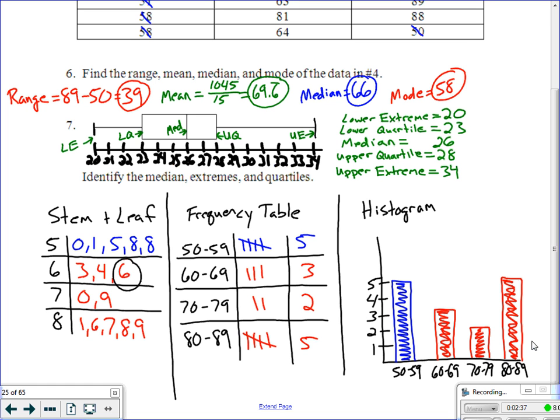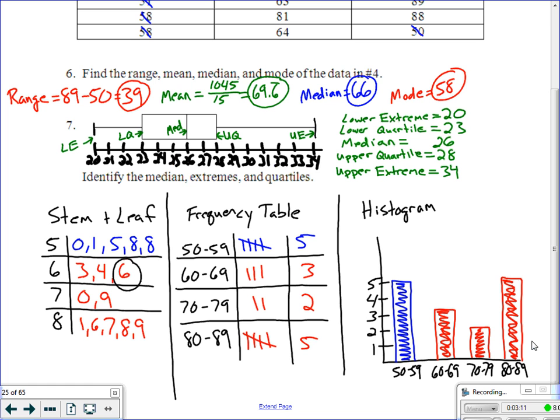Median, that's your middle number. Again, your stem and leaf will help you with that. There's 15 pieces of data. So you'll notice that on each side of the median, which happens to be 66, there's 7 pieces of data lower than 66, and there's 7 pieces of data higher than 66. 66 falls right in the middle in this case. Mode is 58. You can clearly see on the stem and leaf there's 2 58s, and there's only 1 of all of the rest. So that helps you with that.